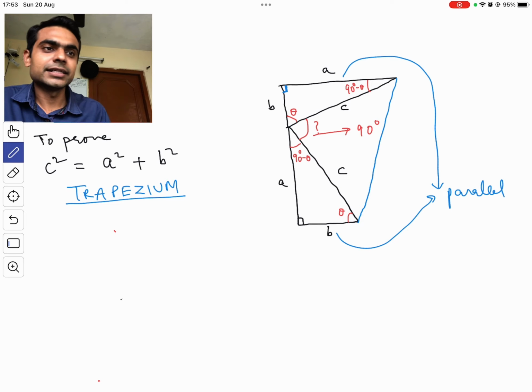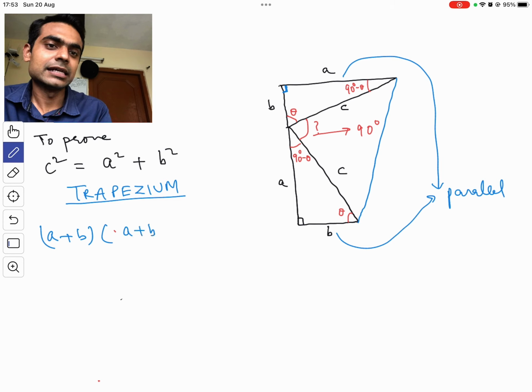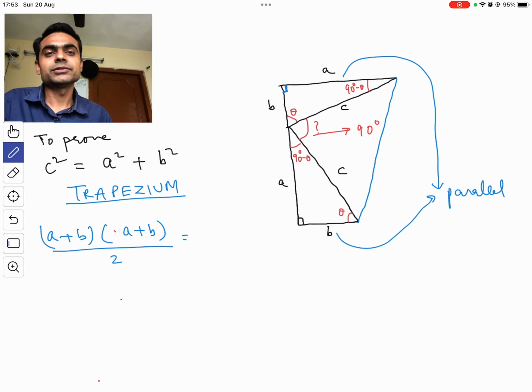Trapezium. So to find the area of the trapezium, we sum the parallel sides, that is a plus b, multiply by the height, that is again a plus b, and divide by 2, right? And now let's see how to find the area by using a different method.